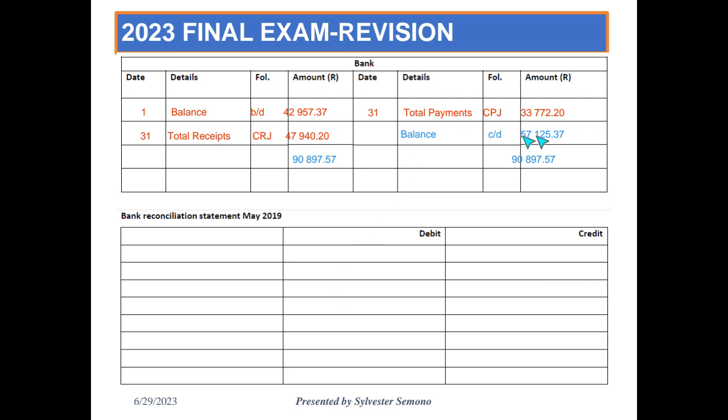I think you all know how to find the balance carried down. We just said 90,897.57 minus 433,772.20. We found the difference, the same way we've been balancing before. And thereafter, we must just bring it down on the other side.